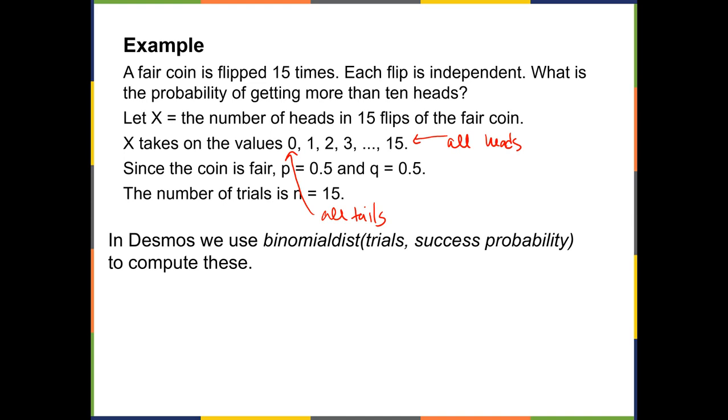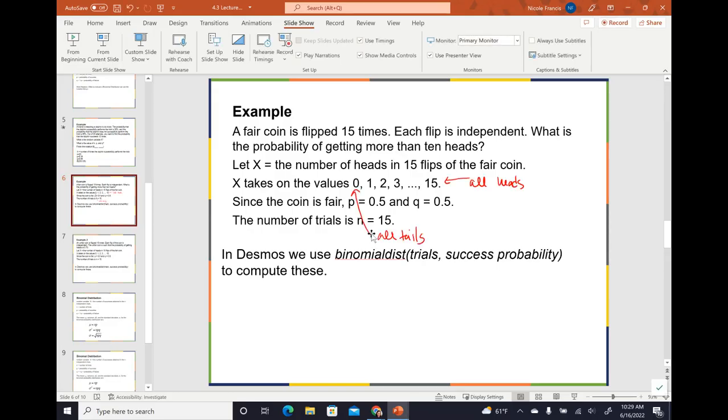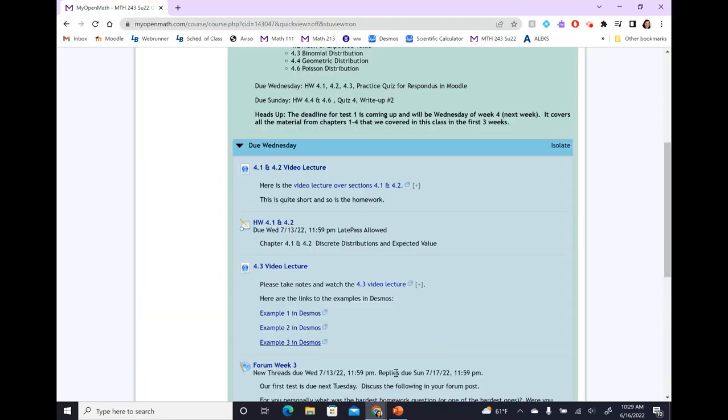So we're going to use Desmos to help us do this computation, and we're going to use this built-in function called binomial dist. So let's go ahead and do that now. So what I want you to do now is go to our MyOpenMath page for this class. And under 4.3 video lecture, where you started the lecture, you'll see a link that says example 1 in Desmos. Go ahead and click on that link.